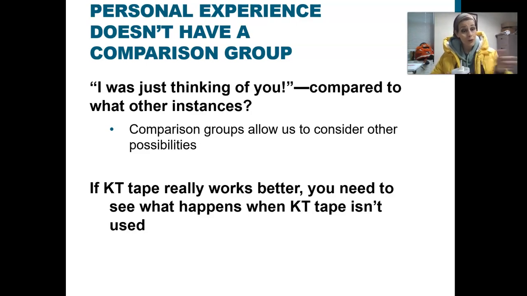And then finally, for our 4th comparison, how many times have you not thought of somebody and they didn't call you? We have to consider those other 3 possibilities before we start thinking, oh my gosh, this was meant to be, this was fated. Comparison groups allow us to consider other possibilities. So, for example, if you really think that rock tape or kinesio tape works, you need to see what happens to your knee when rock tape isn't used. And we shouldn't just be talking about you. We should probably be looking at some other people who aren't you and comparing those different groups.